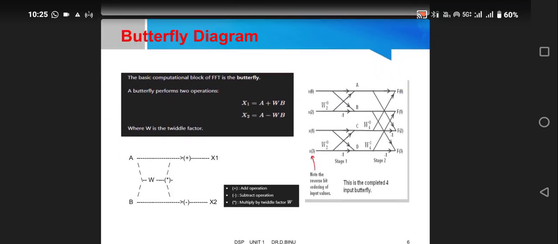What is meant by butterfly diagram? The basic computation block of FFT is the butterfly. A butterfly performs two operations: X1 is equal to A plus WB, X2 is equal to A minus WB.